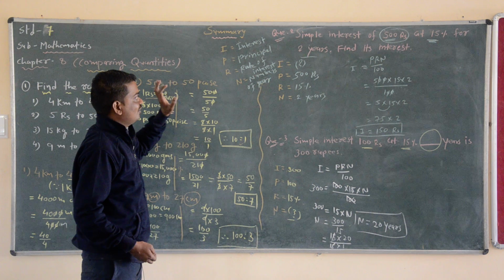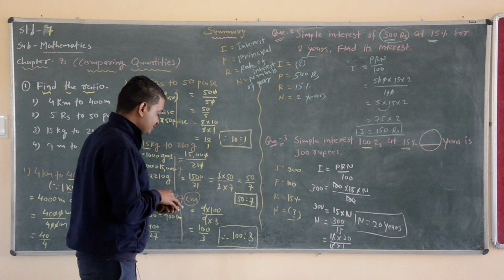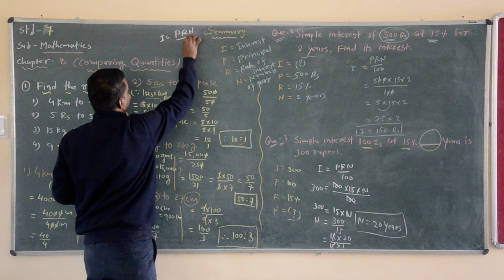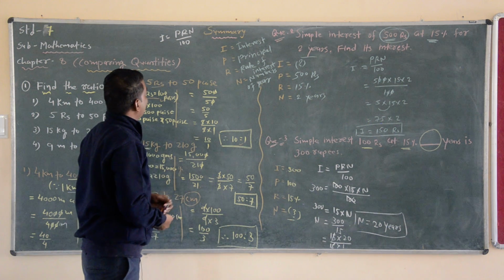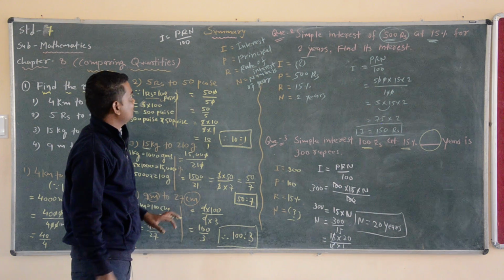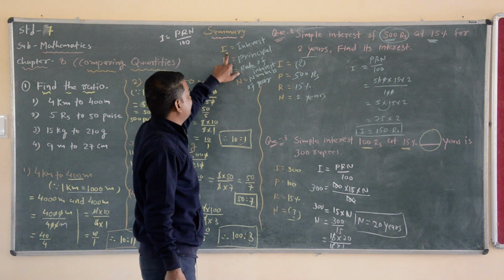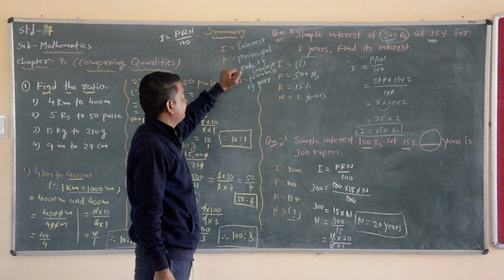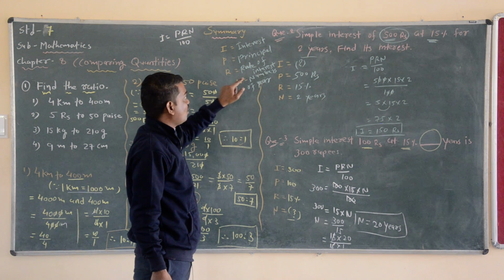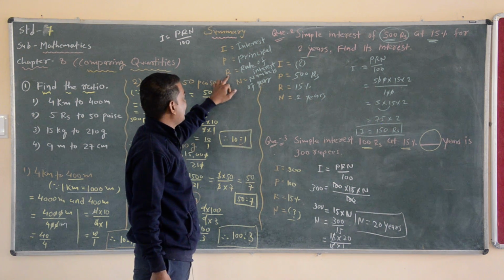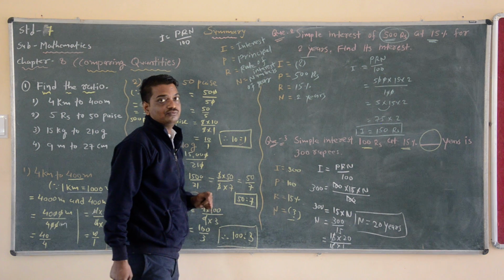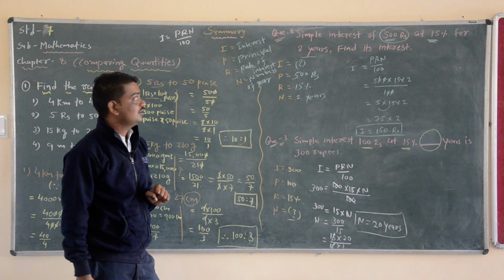Okay, so now the formula of simple interest is I is equal to PRN upon 100. Now what is I, what is P, what is R, what is N in our formula? I is equal to interest, P is equal to principal, R is equal to rate of interest, and N is equal to number of years.